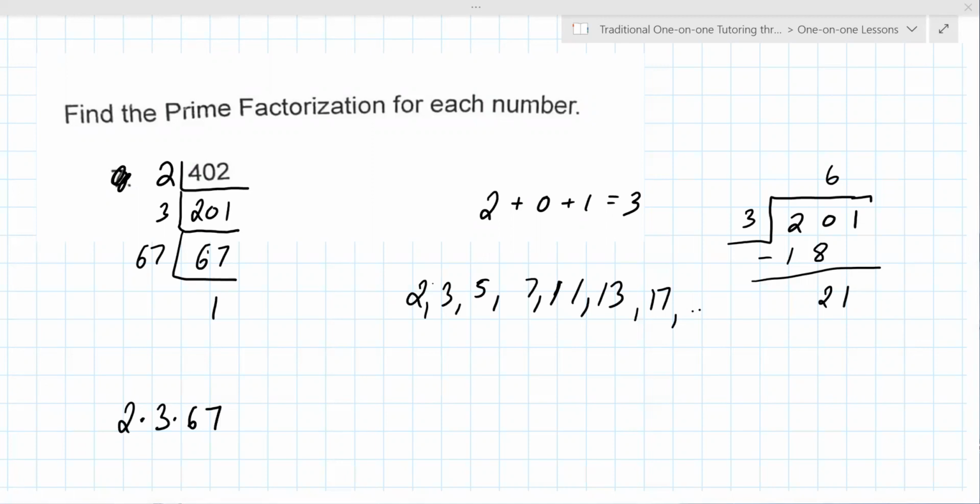Yeah, but you've got to be on the lookout, because 57 is not prime, even though maybe it looks that way.